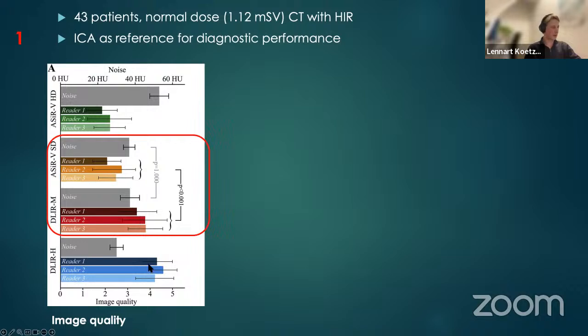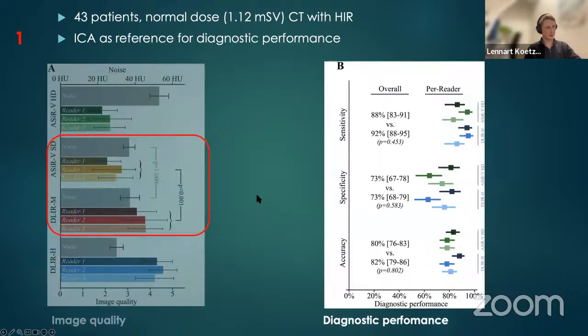And when we go one step stronger in our deep learning reconstruction, we see that the images were perceived as even better. Well, does it also translate to a better diagnostic accuracy? And it appears that it's not the case.